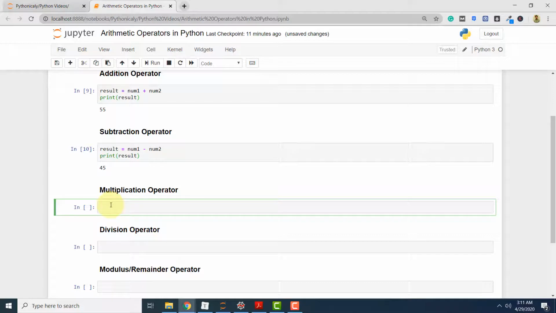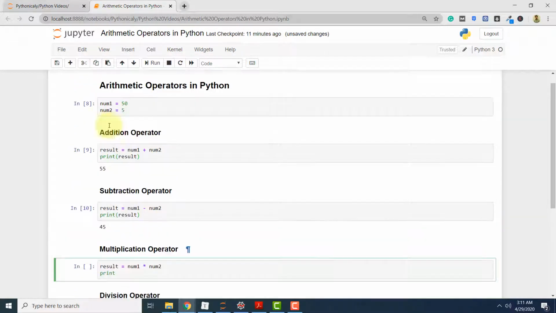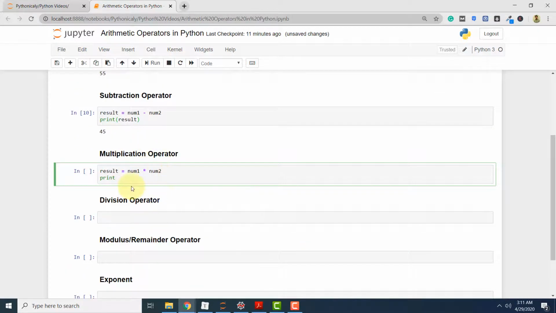The multiplication operator is used to multiply two numbers, and in Python the multiplication operator is denoted by asterisk. So if you want to multiply two numbers, you do something like this. Result is equal to num1 asterisk num2, and 50 into 5, it should be 250. We can see the result.